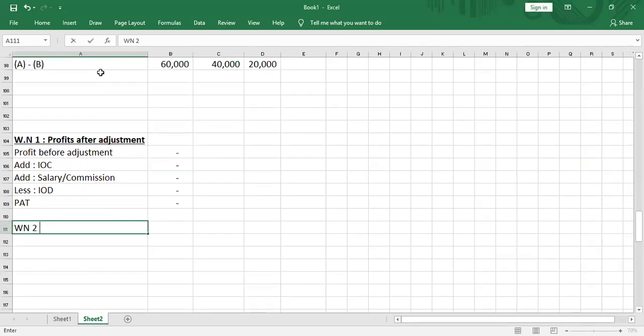Working note: calculation of opening capital. Actually, it will be working note one, because it's only after this that we can find the brackets.